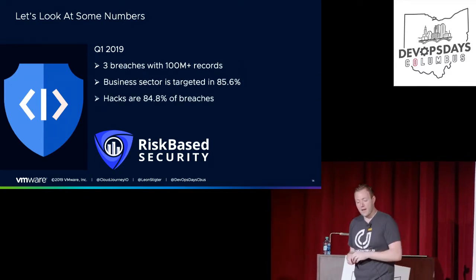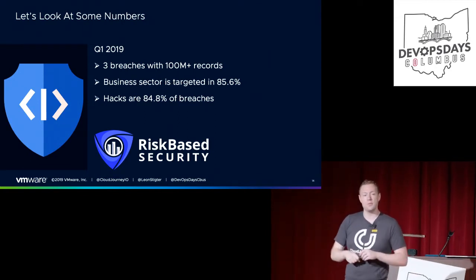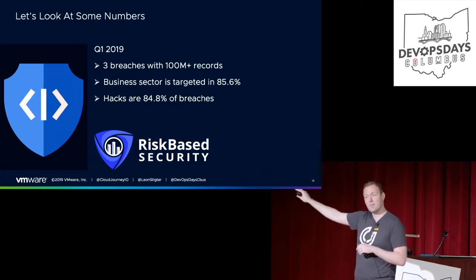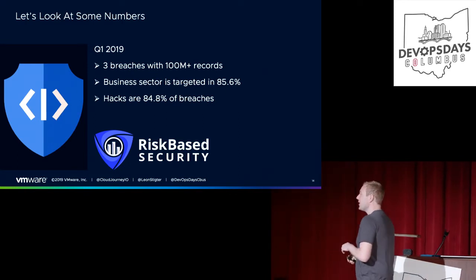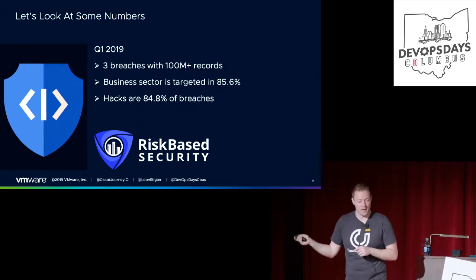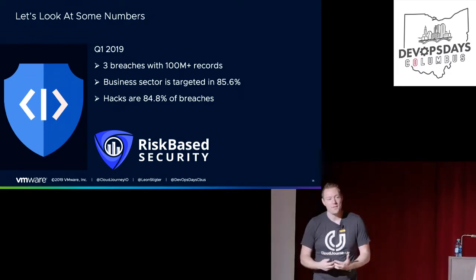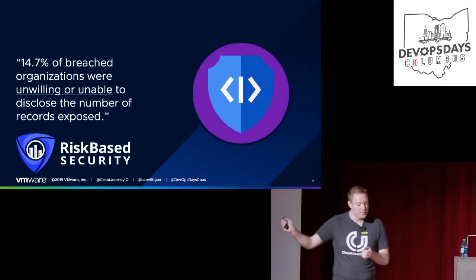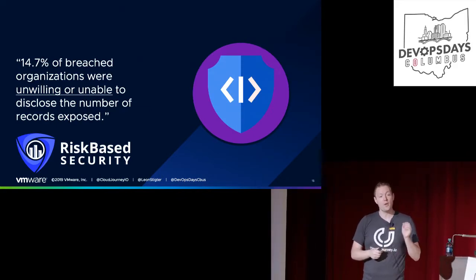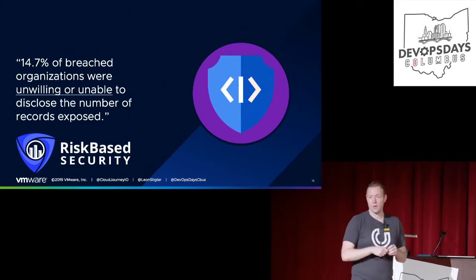So some interesting facts. There are 3 breaches that have caused more than 100 million records to go out. The business sector is targeted in pretty much every case. And hacks are pretty much every type of breach that we have. And then my most intriguing fact from that report is that 14.7% of all breached organizations were unwilling or unable to disclose the number of records that were exposed.